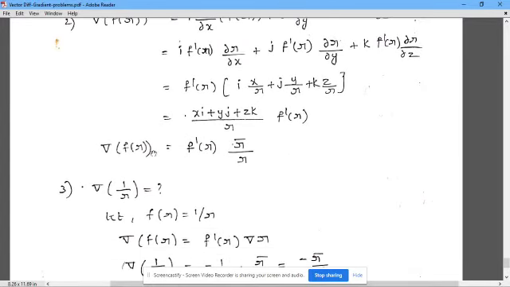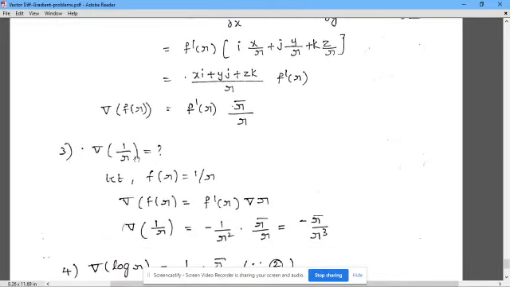So it is an important result to get the vector differential value for any function of r. Another statement is del of 1 by r. To get del of 1 by r, we will use the second statement, del of f of r. What is f of r here? Comparing with this, f of r is 1 by r.